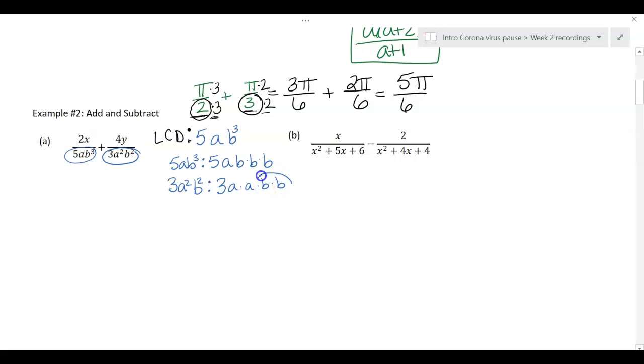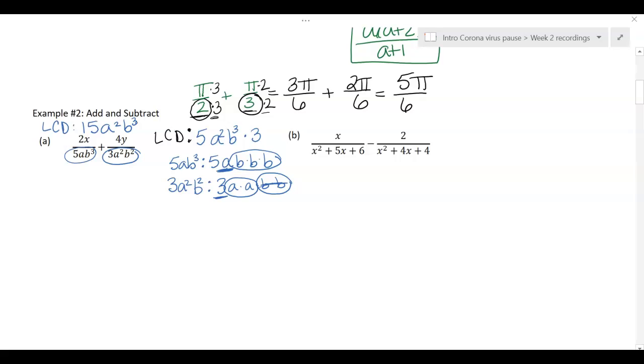I already have enough factors of b because the one previous had 3 factors of b. The fact I've already counted 3 is plenty to cover these two right here. However, when I wrote my a's for this first denominator, I only included 1 factor of a, and you see that this denominator has 2. So I'm actually going to go ahead and make that a squared. And then numerically, it has a factor of 3. 5 doesn't have that, so I need to multiply in another 3. So overall, my least common denominator for this problem becomes 15a squared b cubed.